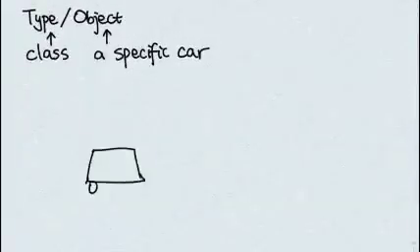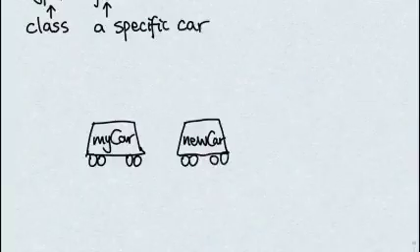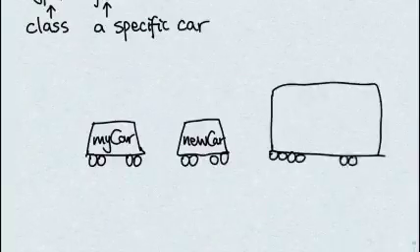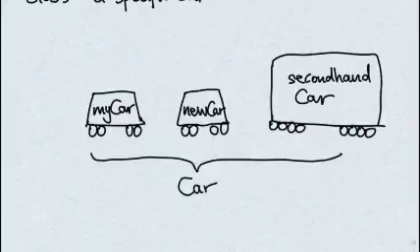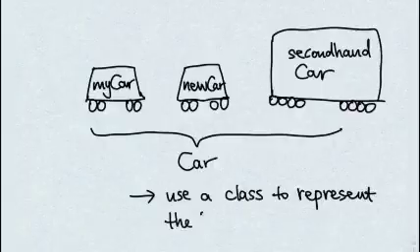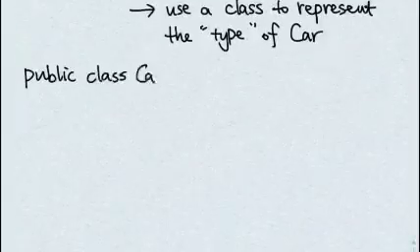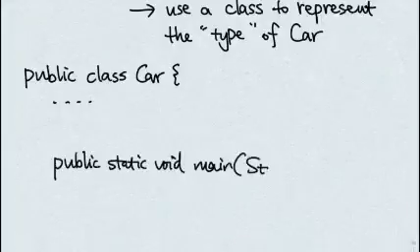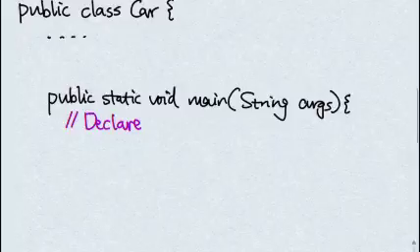For example, car can be a type, and there are three different objects in the type of car, which are my car, new car and second-hand car. All these different car objects are described in the type of car, and we will use a class to represent the type of car. In Java, we can just use public class car to start the class with a main method included inside.